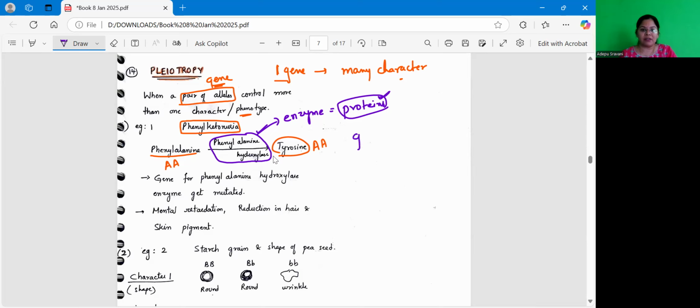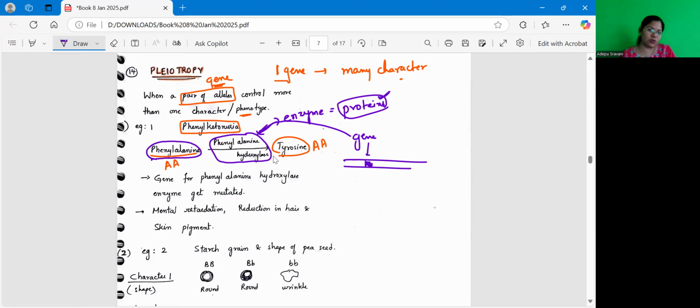Now, the gene responsible for this enzyme, phenylalanine hydroxylase, will get defective. That is, it will get mutated. In this DNA, the gene which is responsible for the synthesis of phenylalanine hydroxylase will get mutated. Mutated means it will get defective. As a result, what happens? Can we get this protein? No, we cannot get this protein or this enzyme. As a result, phenylalanine is not able to get converted into tyrosine.